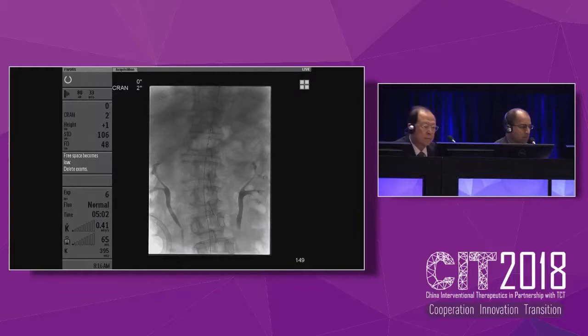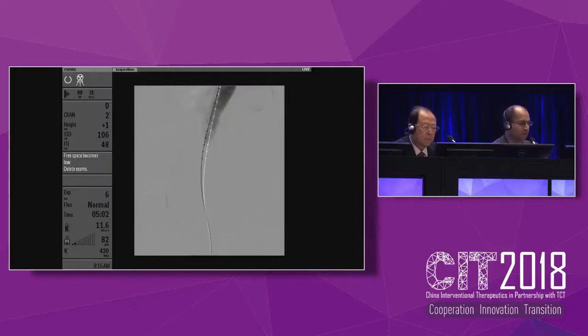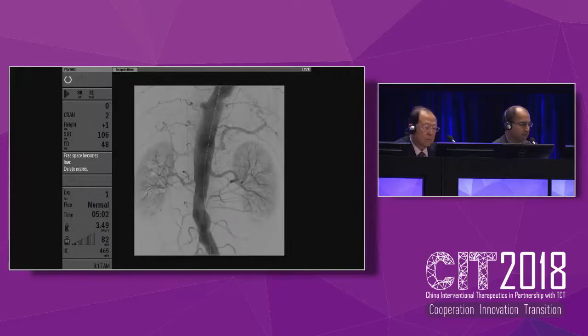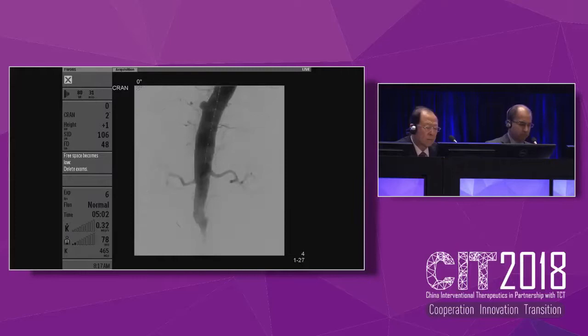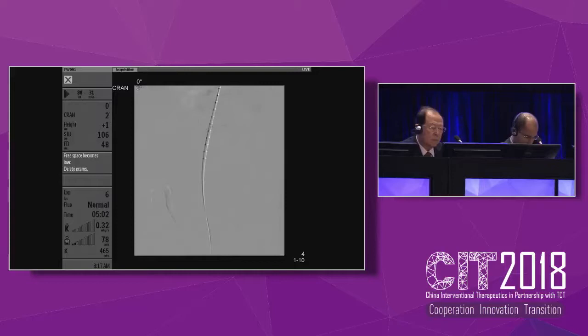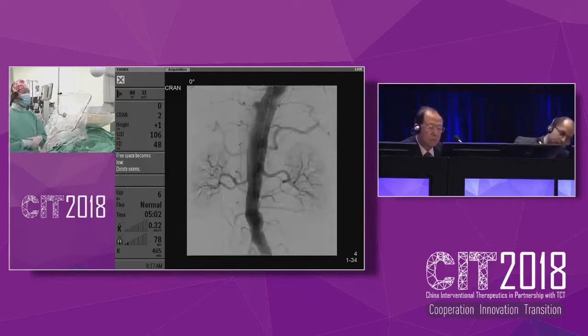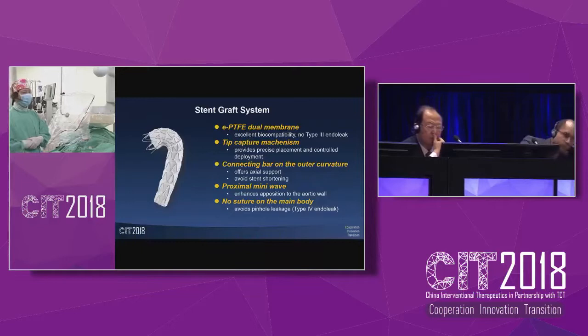And tell us about the device. How big is this device? And this is a Chinese device that you use, correct? Yes. So for the device, we calculated the diameter of the aorta near the left carotid. The size is 13.5. Then we select the device. It's made in China, from Lifetech. The size is 13.8, so we oversize less than 10%.